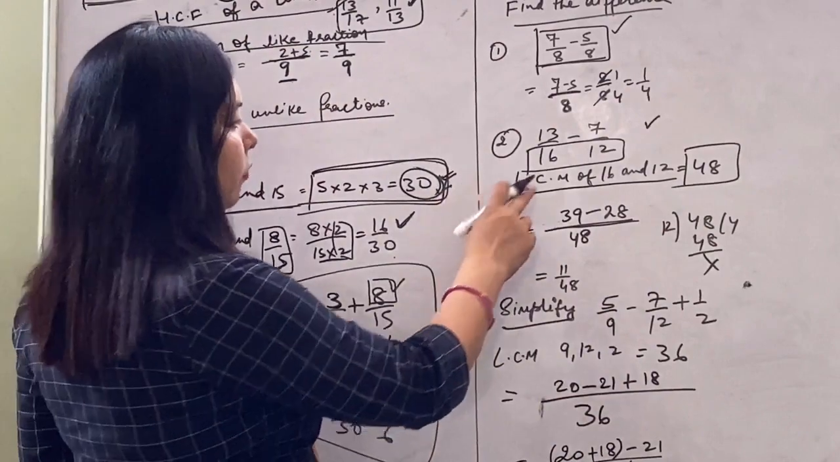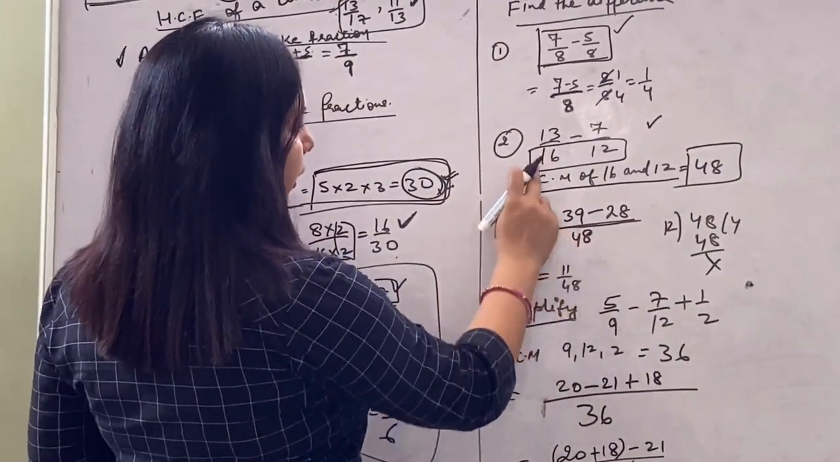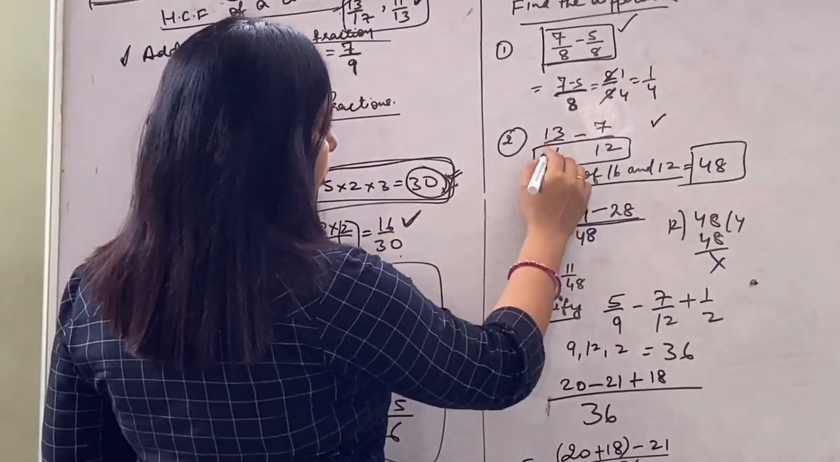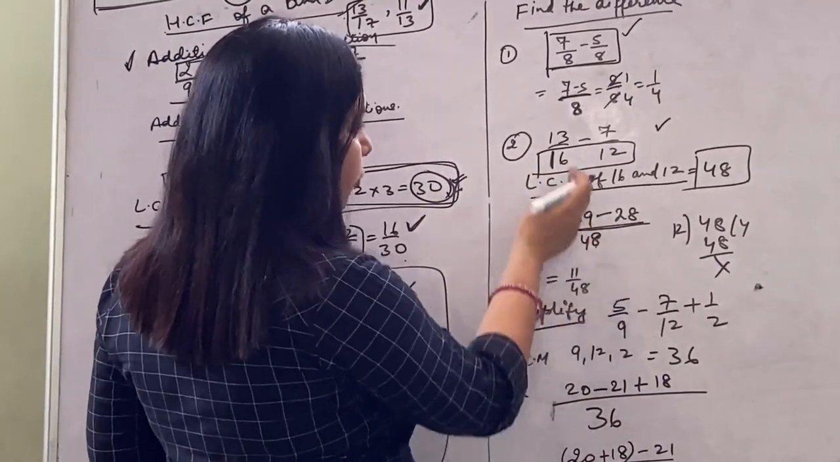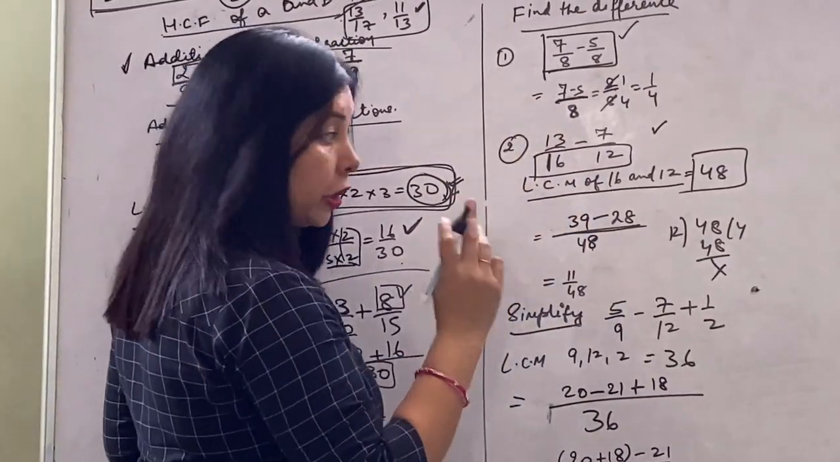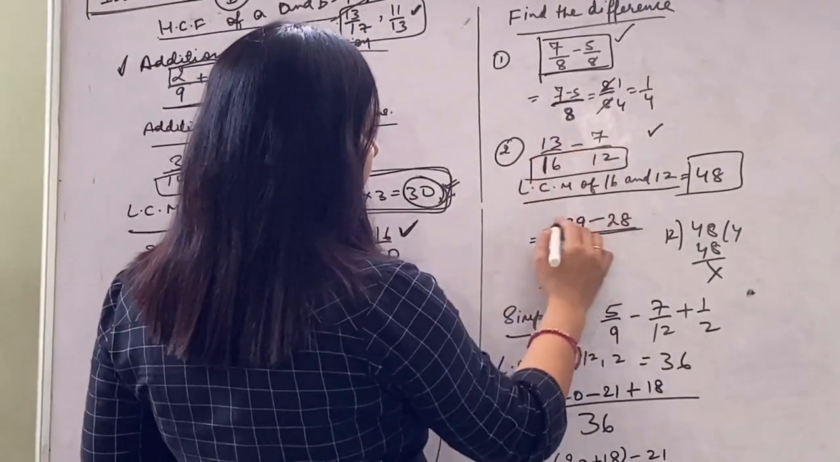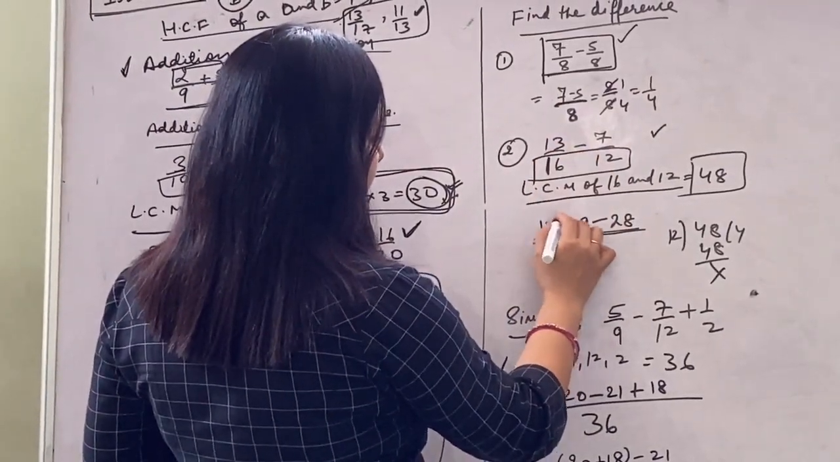Now again we will read this number in the table of 16. So 16 threes are 48. It means that we have to multiply its numerator with 3. That is 13 threes are 39.